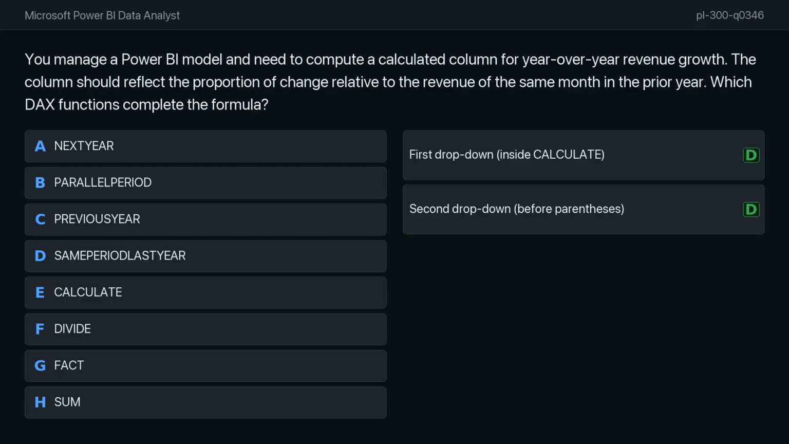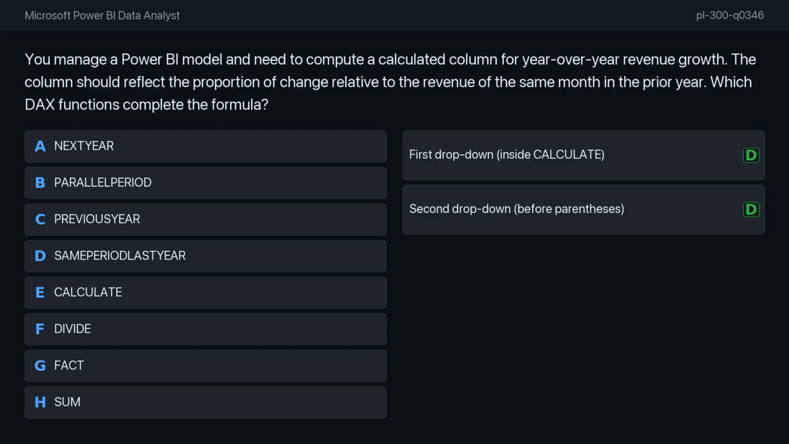In my view, the correct answers are same period last year and calculate. To calculate the year-over-year ratio of change compared to the previous year's monthly revenue, the same period last year function is used inside the calculate function for both parts of the DAX expression.